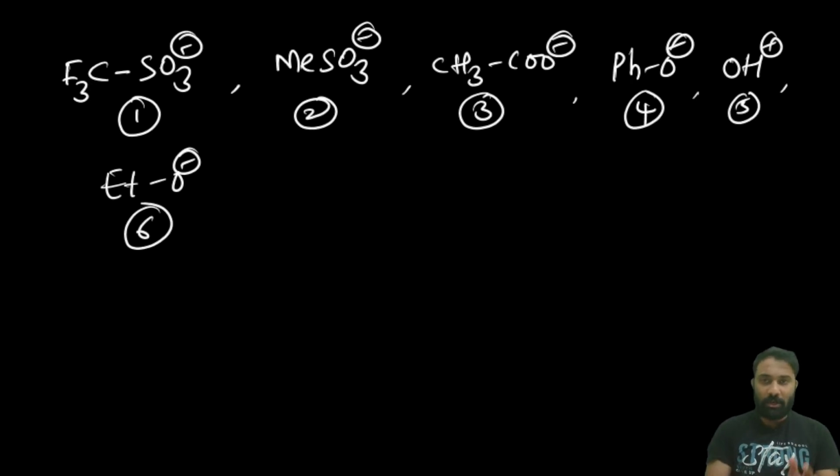If this basicity order and nucleophilicity order is clear to you, then in SN1, SN2, E1, E2, E1cB, you will not make any mistake. Which one is the nucleophilicity order? I am asking the nucleophilicity order. All of them have the same nucleophilic center. See, O minus, O minus, O minus, O minus, O minus, O minus.